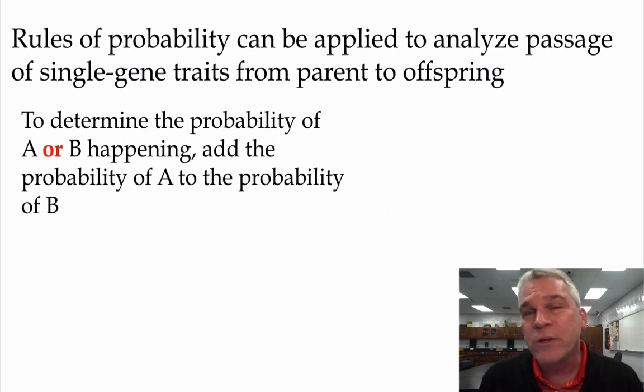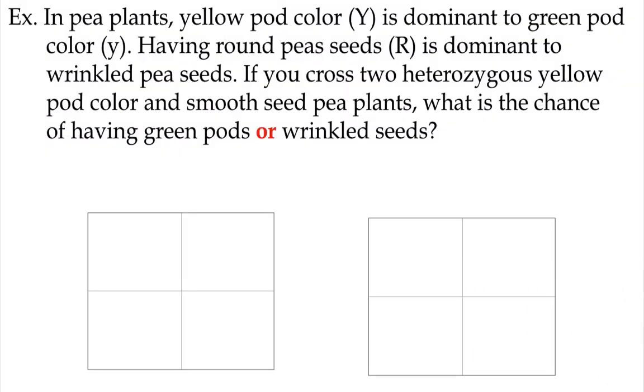So how do we do this? Well, we use a Punnett square. Now you know how to do Punnett squares, so I'm not going to spend time going over that. But you have to look at the wording of the question. So for instance, to determine the probability of A or B happening, you have to add the probability of A to the probability of B. So for example, in pea plants, which is what Mendel studied, yellow pod color is dominant to green pod color. Having round seeds is dominant to wrinkled pea seeds. And if you cross two heterozygous yellow pod colors and two heterozygous round seed pea plants, what is the chance of having either green pods or wrinkled seeds?